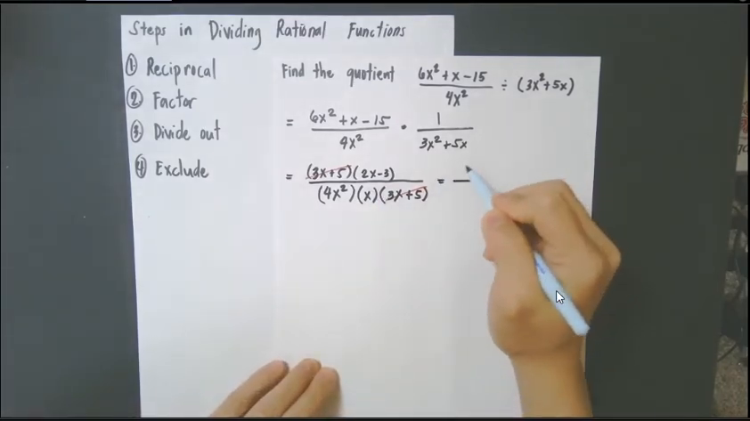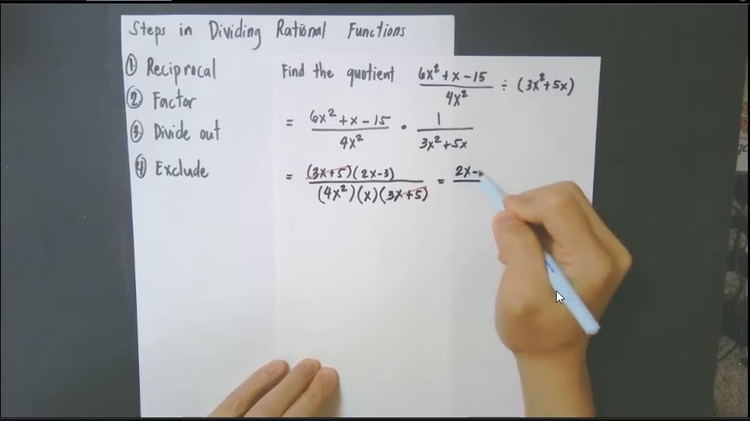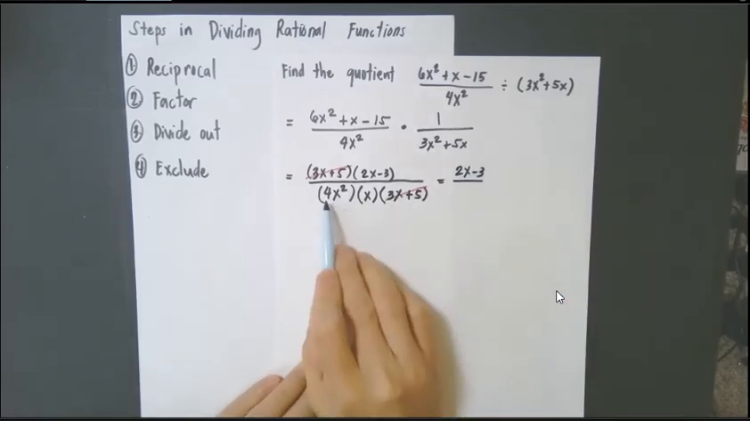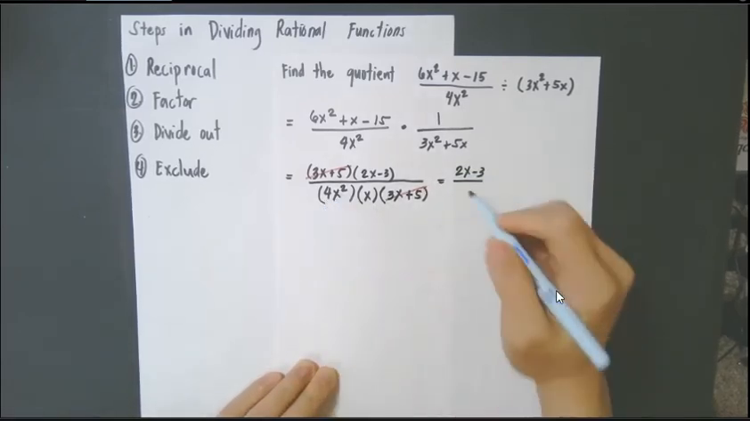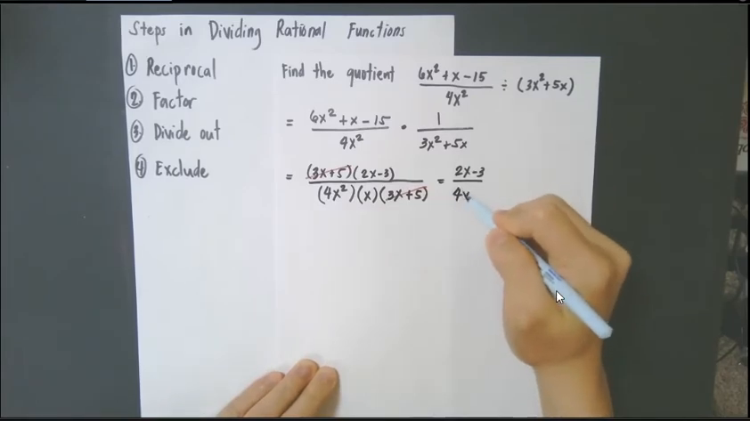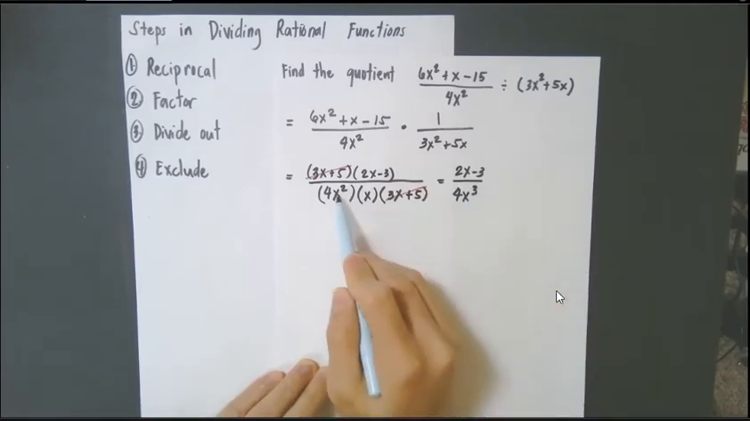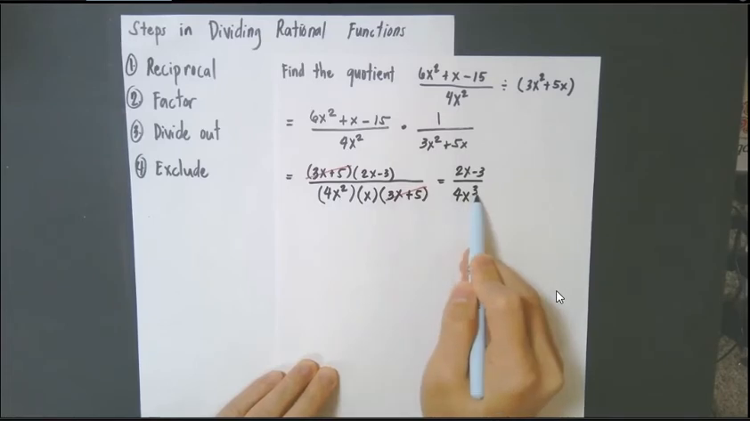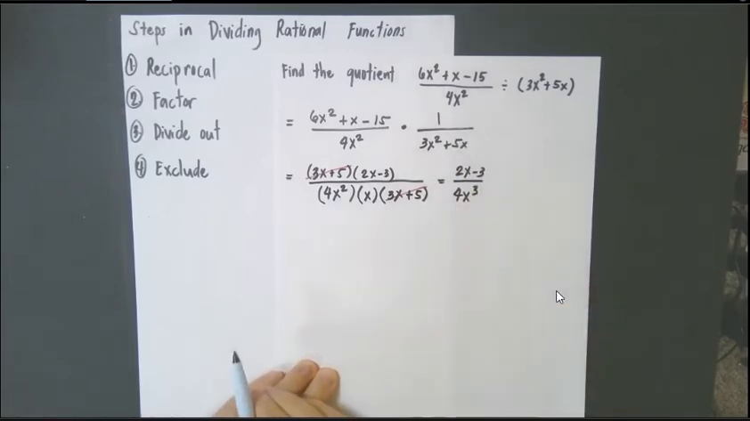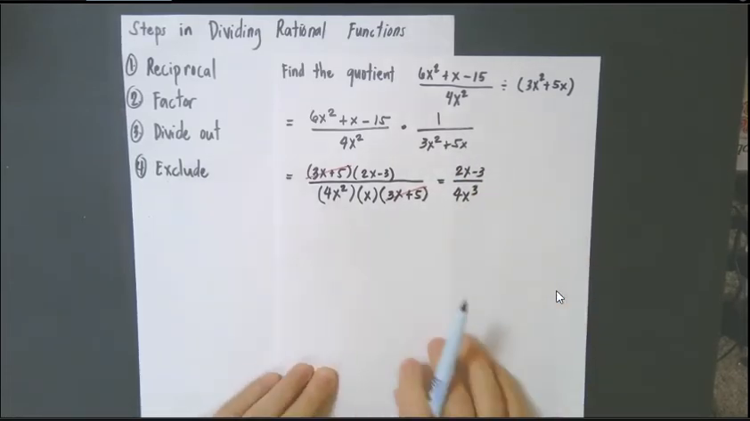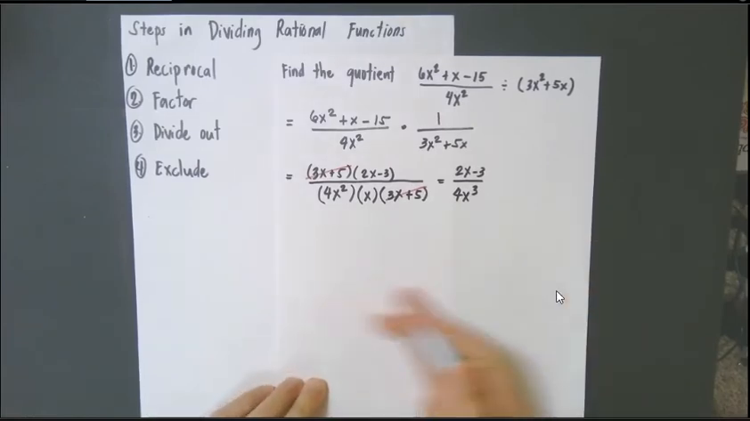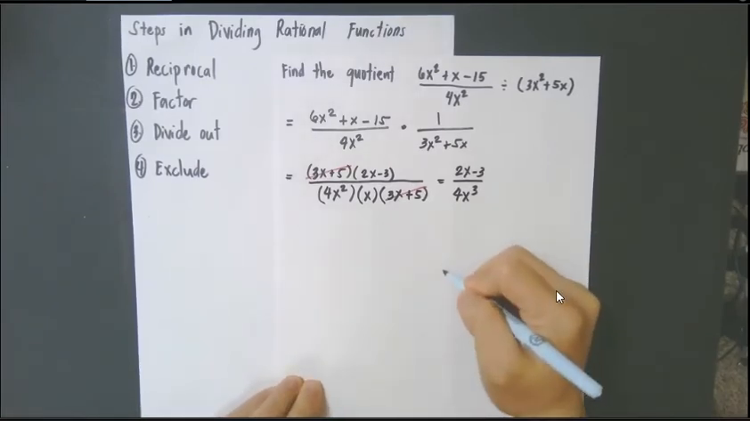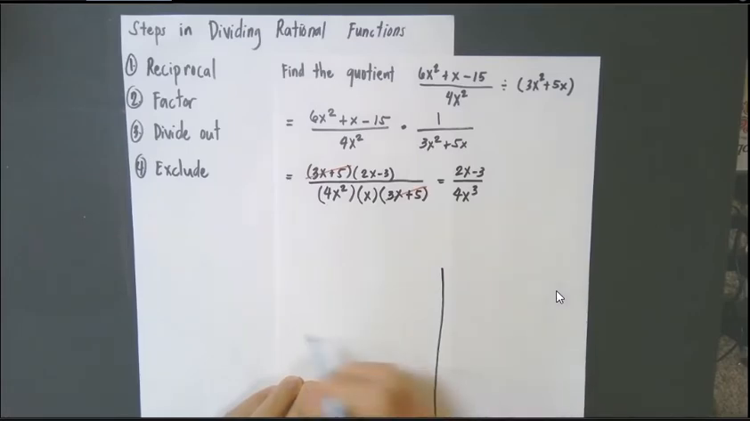Now let's write our simplified form. For the numerator, we have 2x minus 3. What is 4x squared times x? That is 4x cubed. x squared times x will give us x cubed. So this is now our simplified form. Now to do step 4, which is to find the excluded values, same thing again, we use our comparison table.